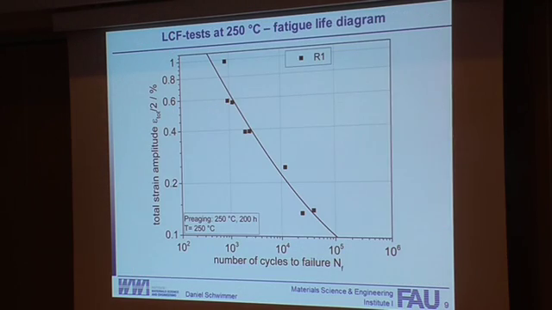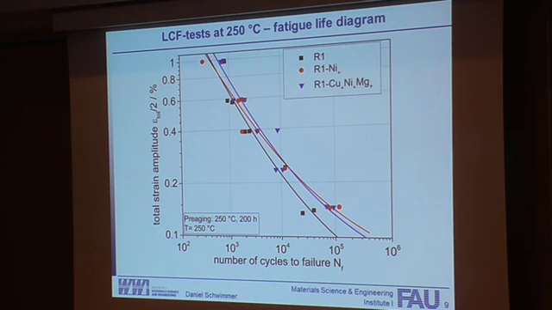If you look at our fatigue life diagram, you see the total strain amplitude versus the number of cycles in a double logarithmic plot. First of all, for our reference alloy, with decreasing strain amplitude you get a high number of cycles to failure. In comparison, we see a comparable fatigue life between these two alloys. At higher numbers of cycles to failure, we have higher fatigue life in comparison to our reference alloy. The same behavior is seen in the other two alloys.